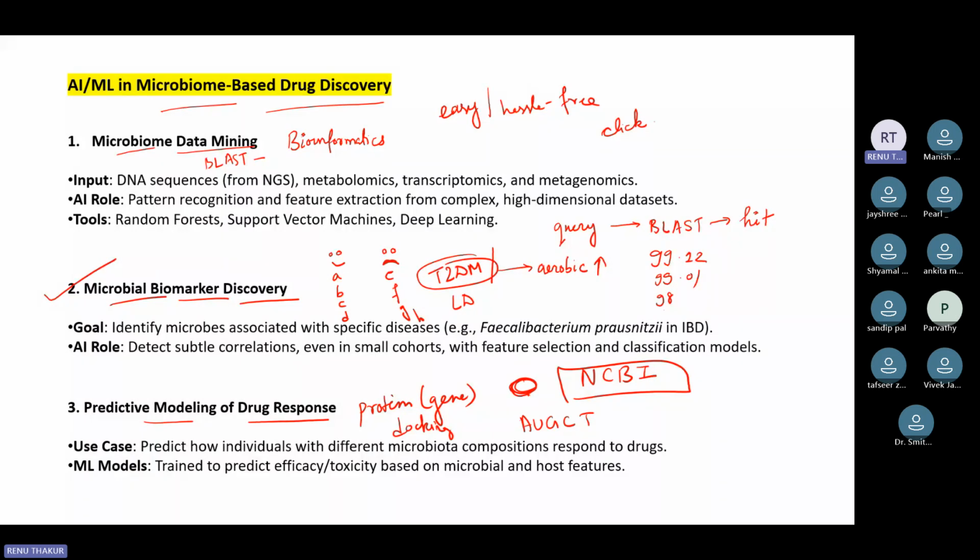So for all these purposes we need different software, which are freely available. Many of the software are freely available and some are subscription based. You have to take the subscription in order to have major usage. So all these things require AI and ML.